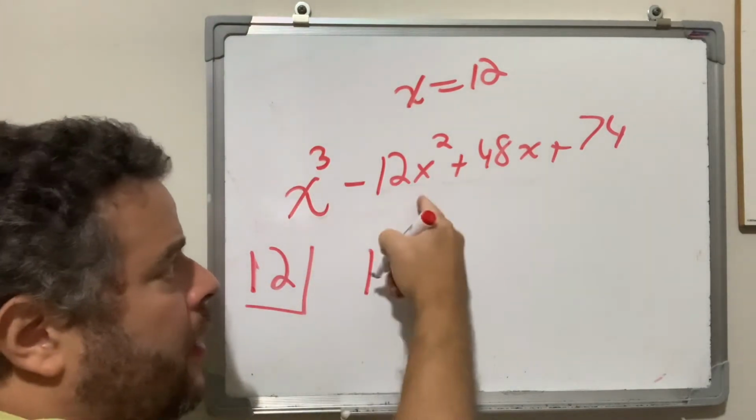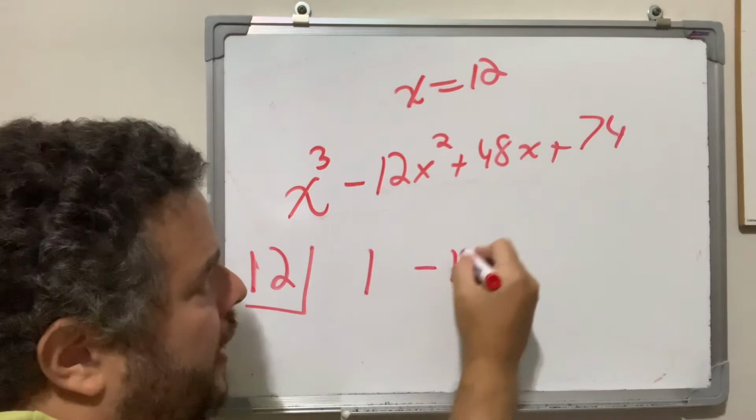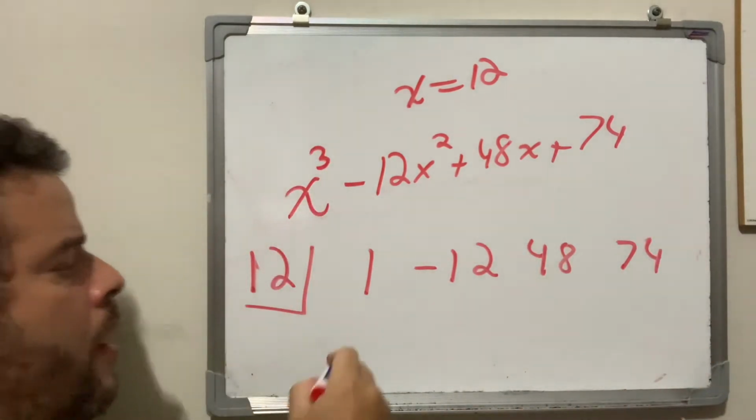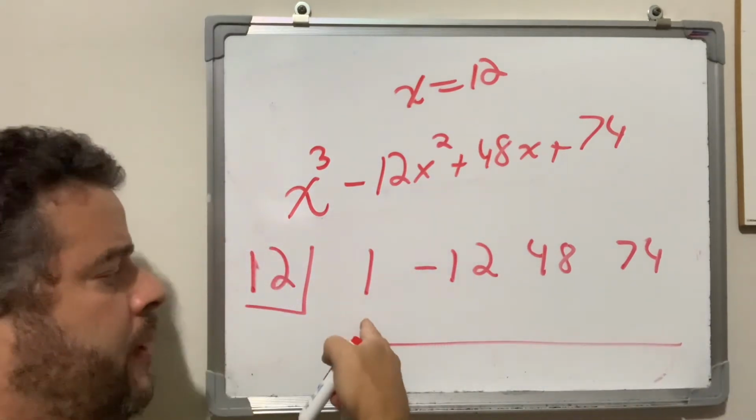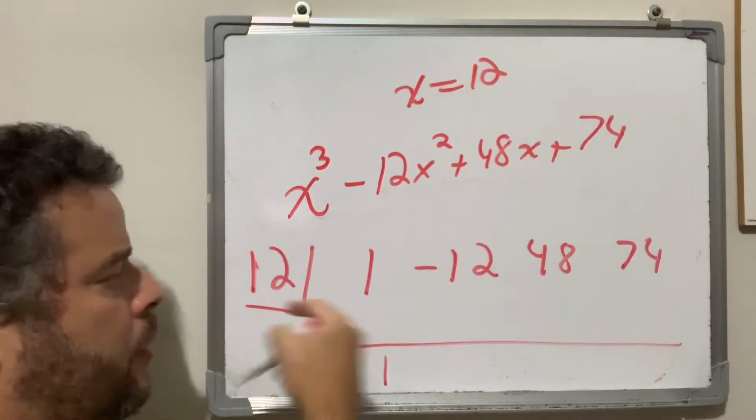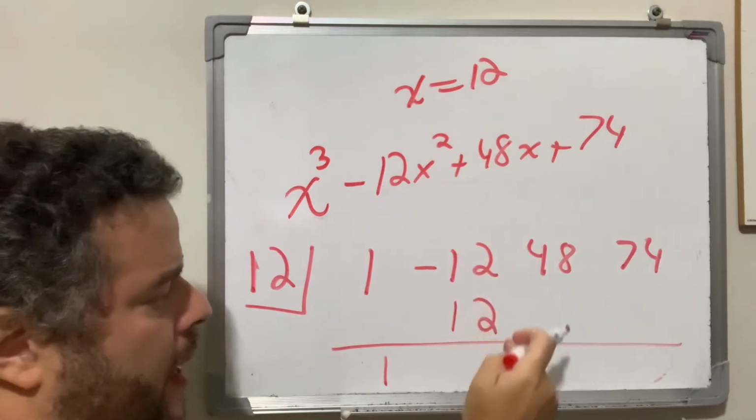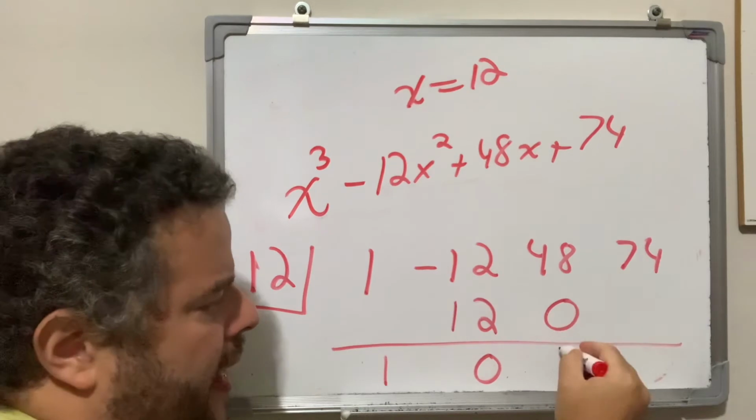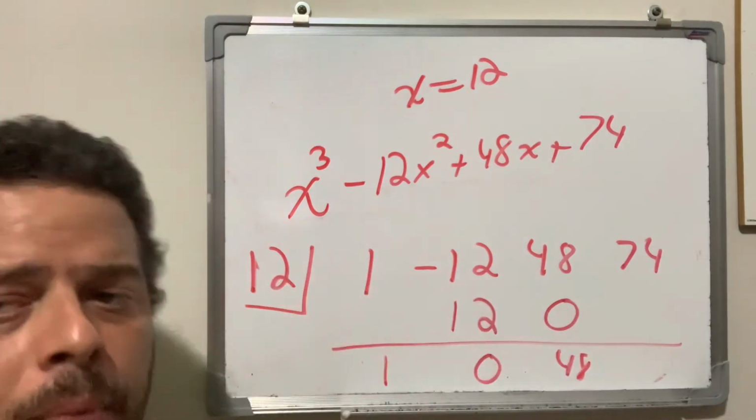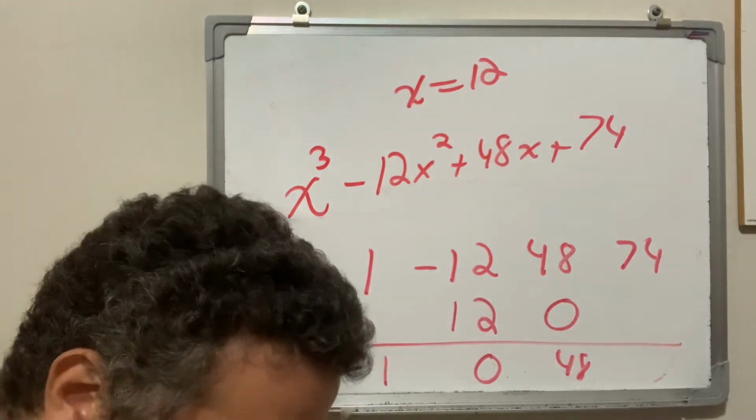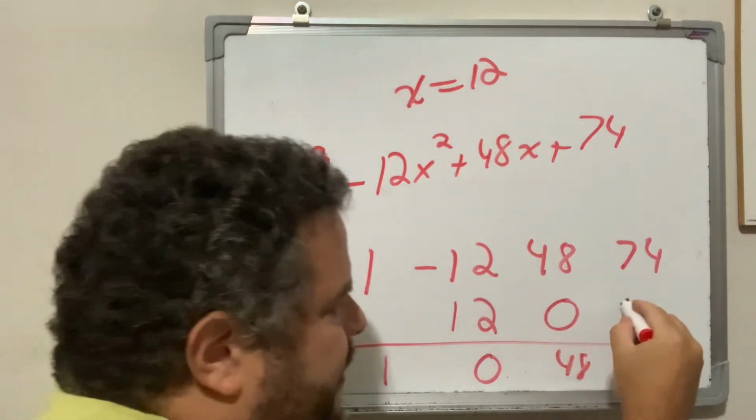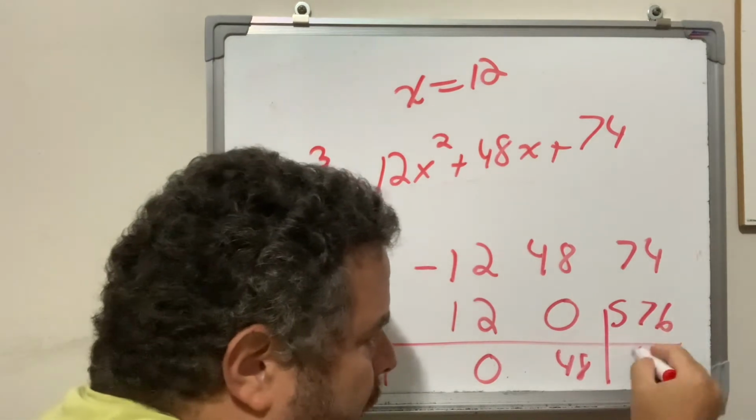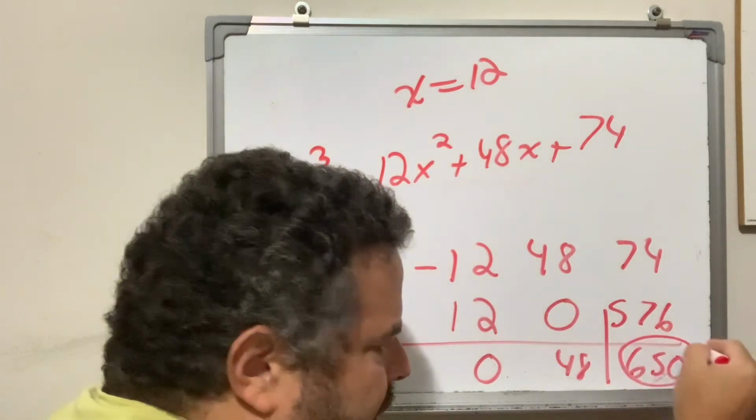This would be a 1. There are no missing degrees, so all I have to do is put the actual numbers. And remember, 1 plus 0 is 1. Now I multiply, positive 12. Now I add 0. Now I multiply, 0. Now I add 48. Now I multiply, 576. And when you add, the remainder is 650.